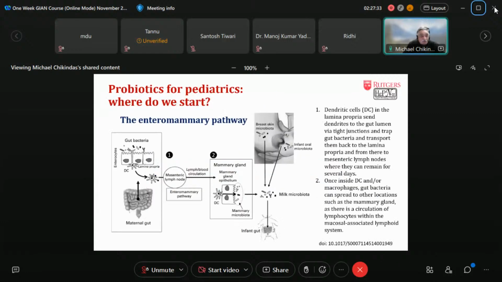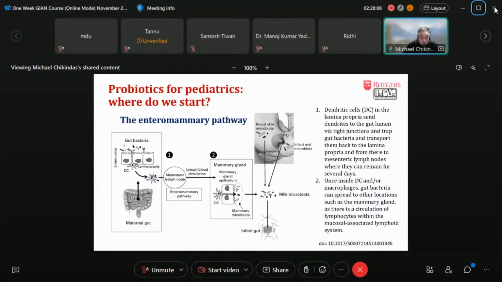So, probiotics: where do we start? We start with the feeding. We start with the mammary glands. What happens here is that the dendritic cells in the lamina propria send dendrites to the gut lumen between tight junctions, and they trap bacteria and transport them back to the lamina propria, and from there to the mesenteric lymph nodes, where they can also stay for a few days.